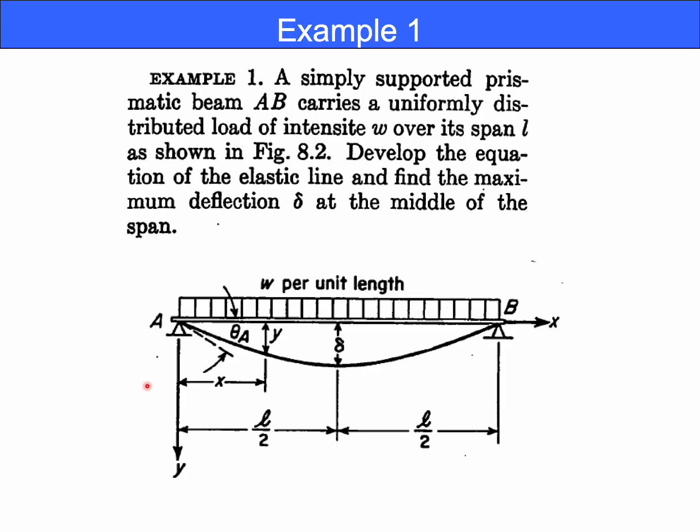Slope at A is labeled theta A. Maximum deflection at midspan is labeled delta. Symmetry shows midspan is at L over 2. The problem asks: develop the equation of the elastic line, the deflection curve, and find the maximum deflection delta at midspan. That's the question.